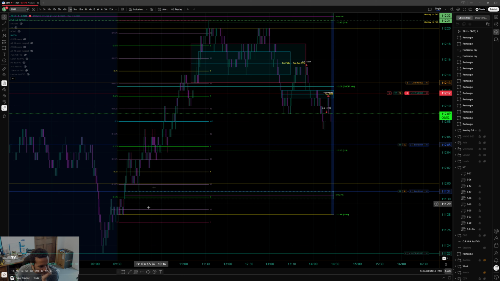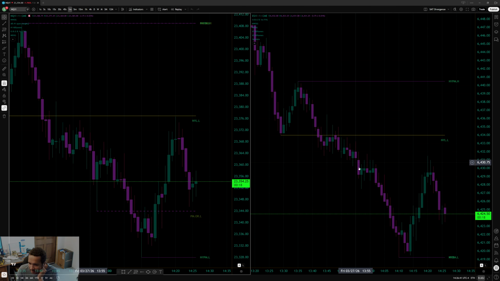New York session range so far. These PD arrays overlap with those fib levels. This 1-minute fair value gap overlaps with the 8th level. We're in the upper half, so these are all premium arrays, reinforcing the idea for a short. So far, so good.